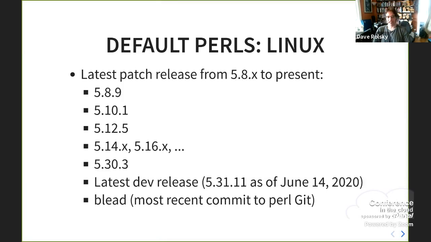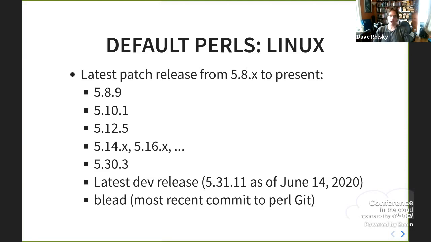5.32 available. It also tests with the latest dev release, which when I wrote the slides was 5.31.11, and bleed, which is the most recent commit in the Perl Git. If you have a test failure with dev or bleed, the run won't fail, that's fine. But if you have a compilation failure, it still fails the entire run, which is a little annoying. There's not a way to mark a particular piece of this as allowing failures the way you can in Travis, and that's a feature I miss.